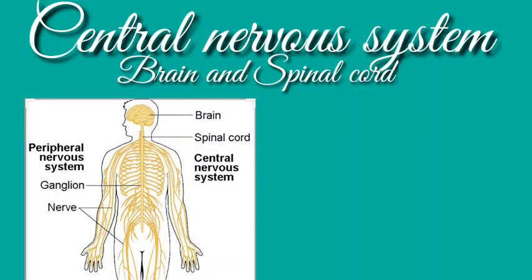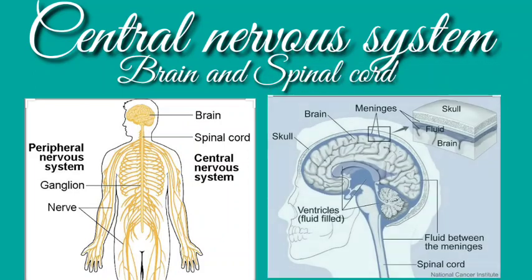Now CNS is made up of 2 things, that is brain and spinal cord. They are the 2 main parts of the central nervous system. The organization of the brain is extremely delicate and highly evolved. Evolved means developed. It can do many things, innovation, discoveries and all these things because of the evolution of the brain.